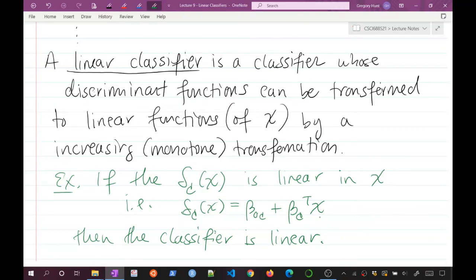However, there are classifiers where we can write them down and their discriminant functions are not linear, but they are linear classifiers. That seems weird, and we'll talk about why it's not, but the definition is more encompassing. A classifier is linear not only if its discriminant functions are linear, but if we say a linear classifier is a classifier whose discriminant functions can be transformed to a linear function of X by an increasing monotone transformation.